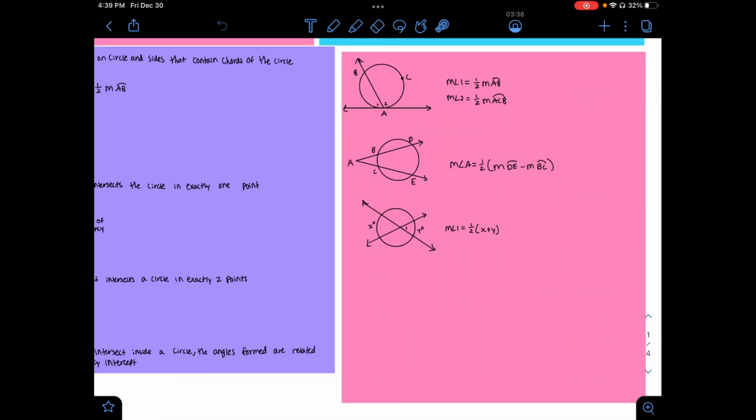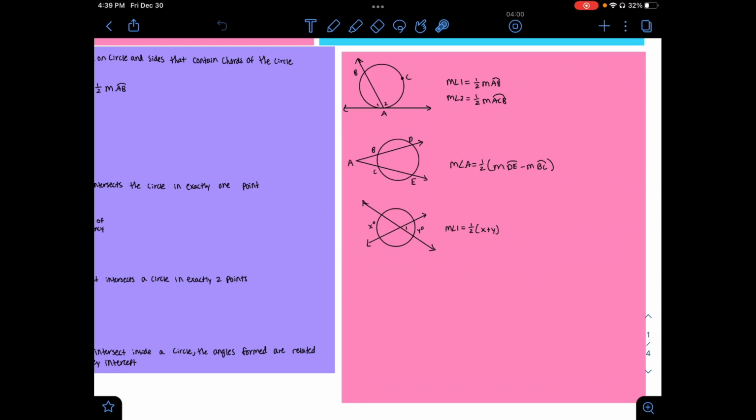Okay, over here, we're going to talk about some angles formed. So here, if you have a tangent right here, which is a straight line, so the measure of angle 1 here is going to be equal to 1/2 times the measure of this arc length. The measure of angle 2 is going to be equal to 1/2 times the measure of this arc length.